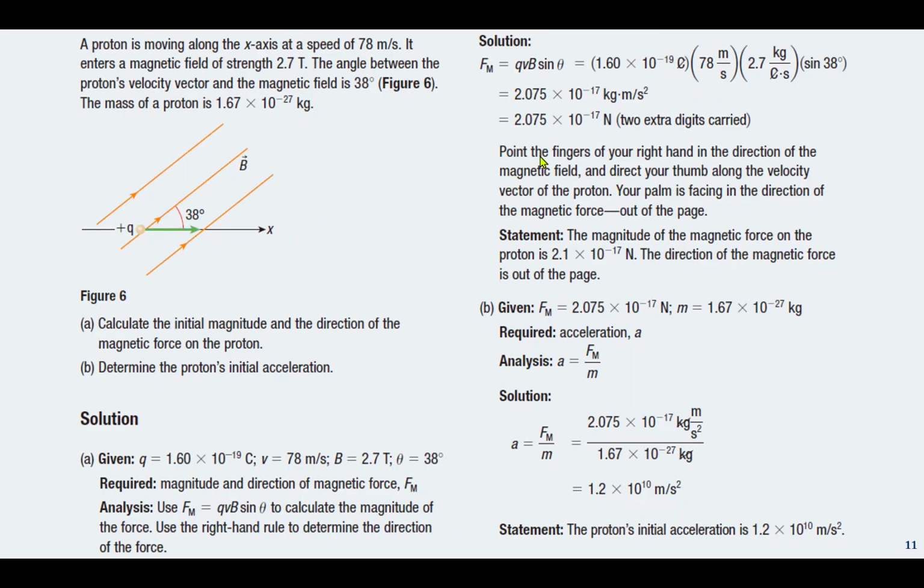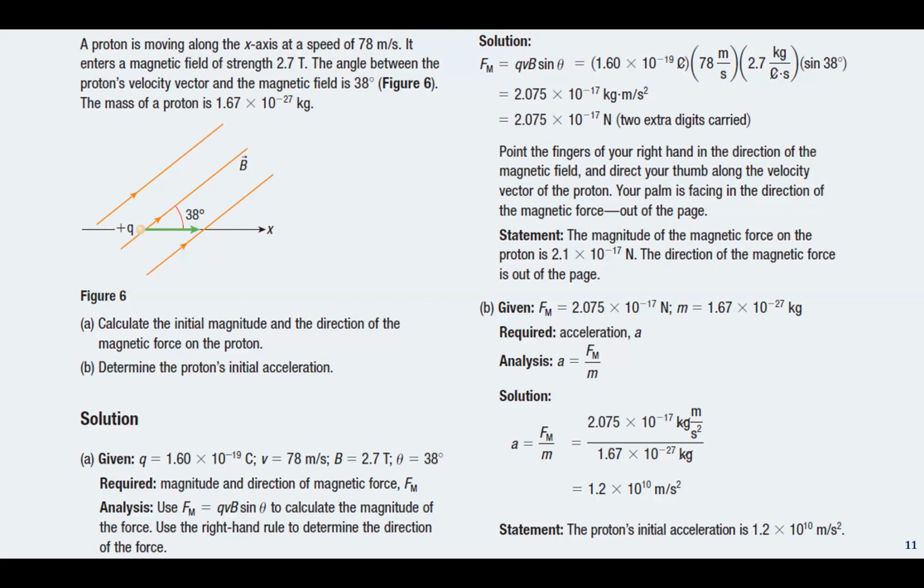So for example, if we use the first one, we can point the fingers of the right hand in the direction of the magnetic field and direct your thumb along the velocity vector of the proton. Then your palm is facing in the direction of the magnetic force, which is out of the page. And also note that this particle has positive charge, so the magnetic force should be pointing out of the page.